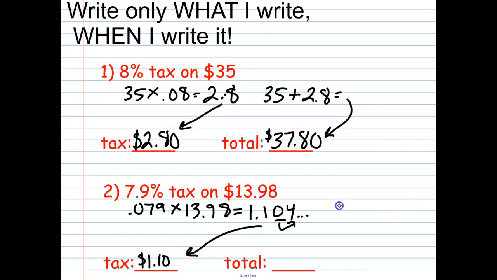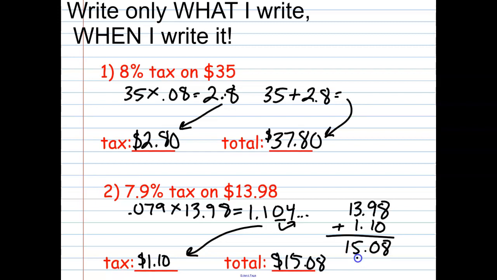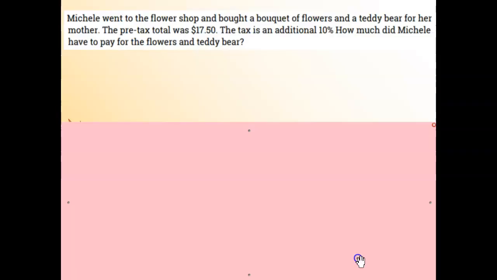To find the total, we're going to add our $13.98 plus $1.10, like that. You can use a calculator, totally fine. And that's going to give us $15.08, which is going to be our grand total. All right, go ahead and get out that piece of scratch paper and give this problem a try. We'll talk about it tomorrow.